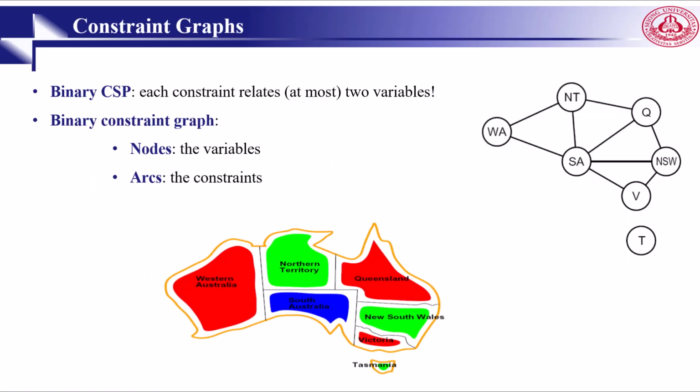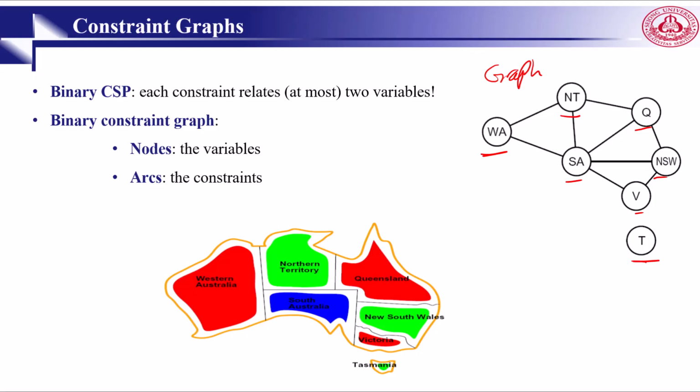Let's go back to the Australian map coloring. Each constraint relates to variables at most. If you want to plot the graph, nodes are variables and arcs are constraints, right? So here is a graph. This is a node, province, province, province, province, province, province. As you can see here, this node has no arc. It means it has no constraint. It can get any value, right? It can get any color because it has no border, right?